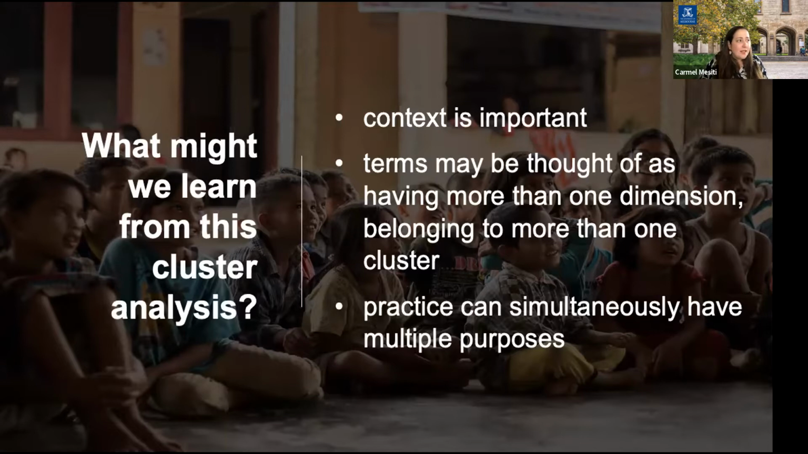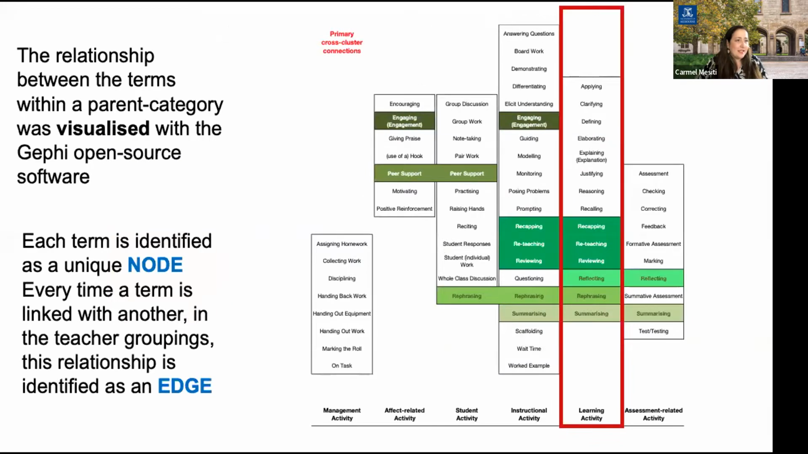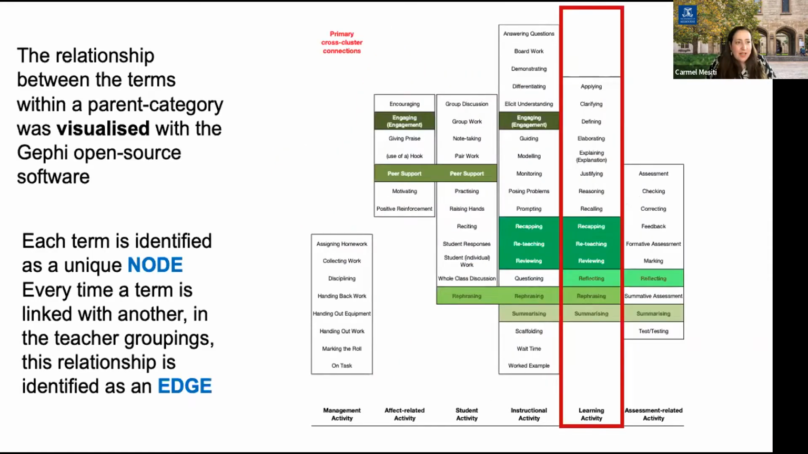So that was one analysis I did, but then I also wanted to understand how the terms hang together. So this is where I embarked on a network analysis where I was looking at the terms within a parent category and really thinking about the relationship between those terms. And I visualized this with some software where each term was identified as a node and each time a term was linked with another, that was an edge. So when you embark on this sort of analysis, you get wonderful pictures that look like this. So this is a concept map of the terms within this category, the learning activity category.